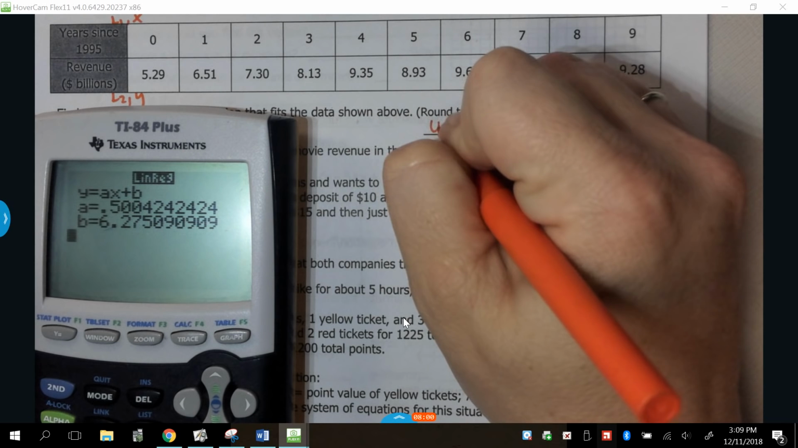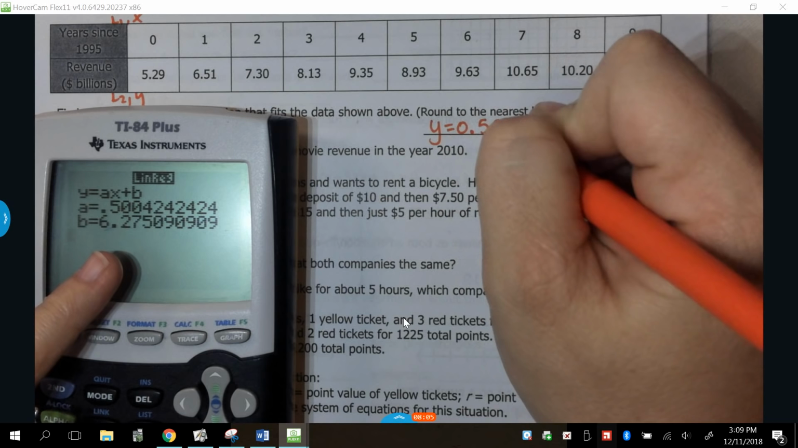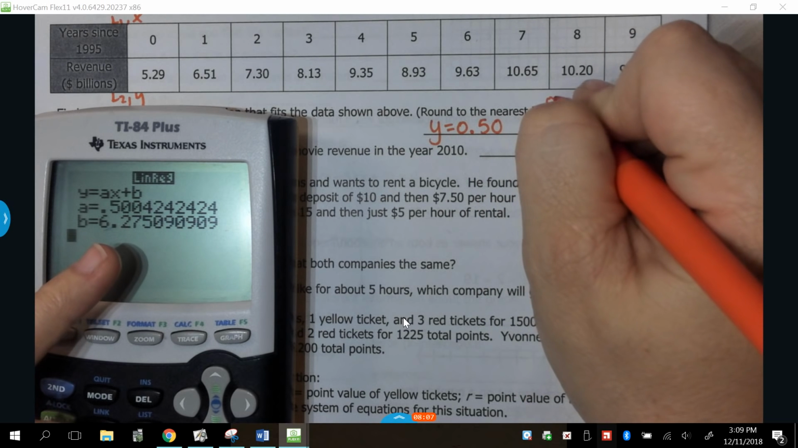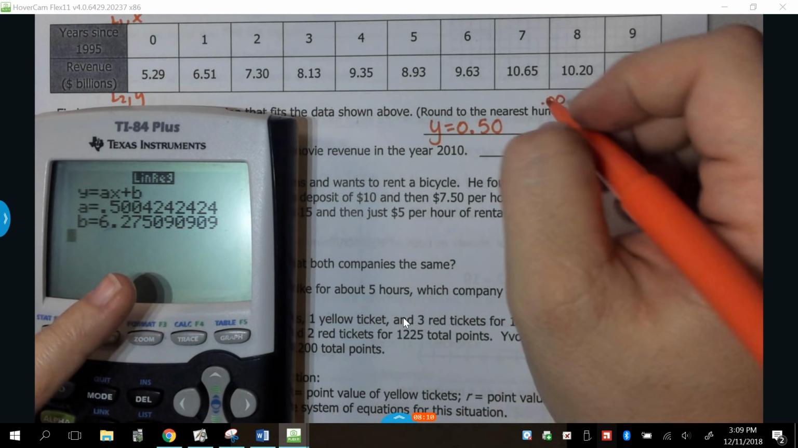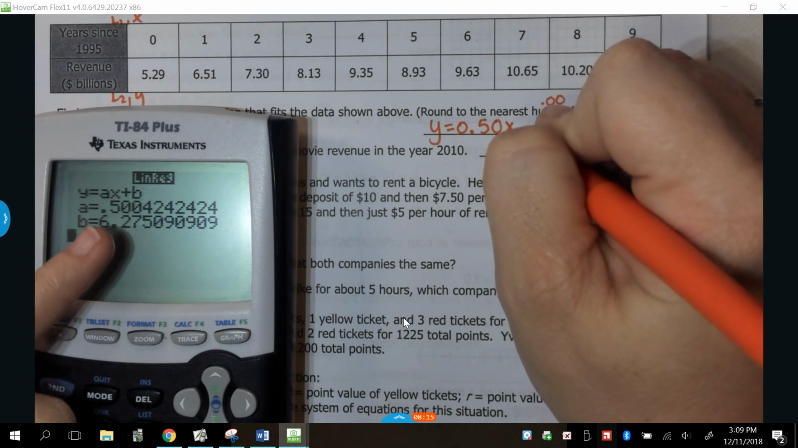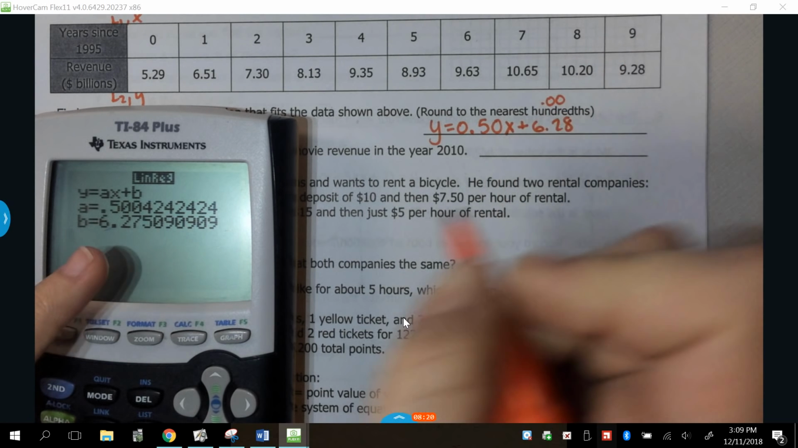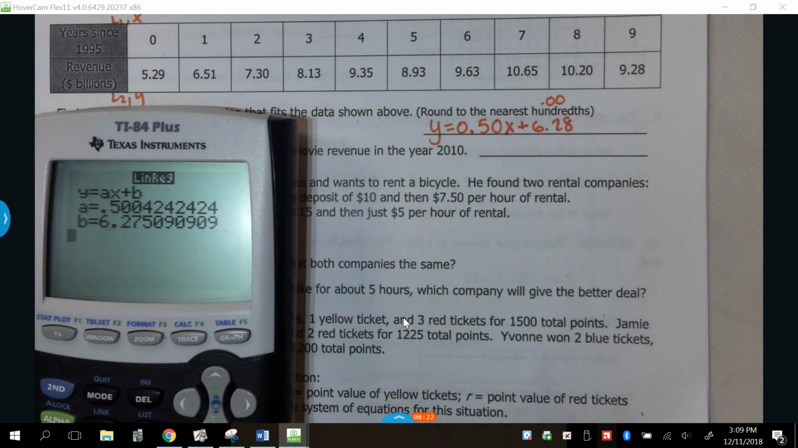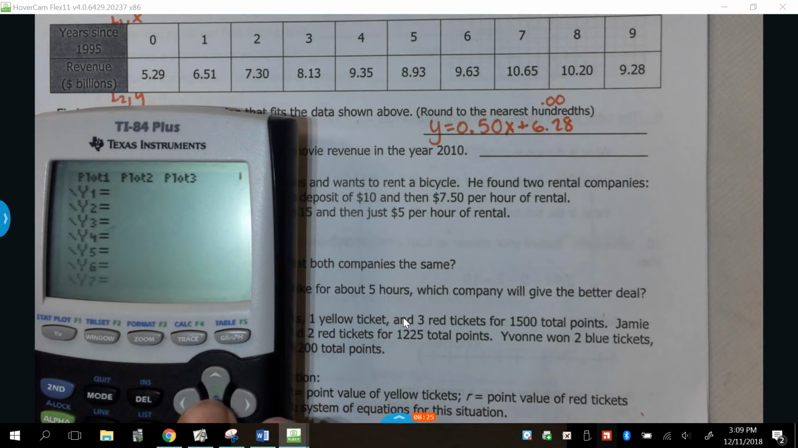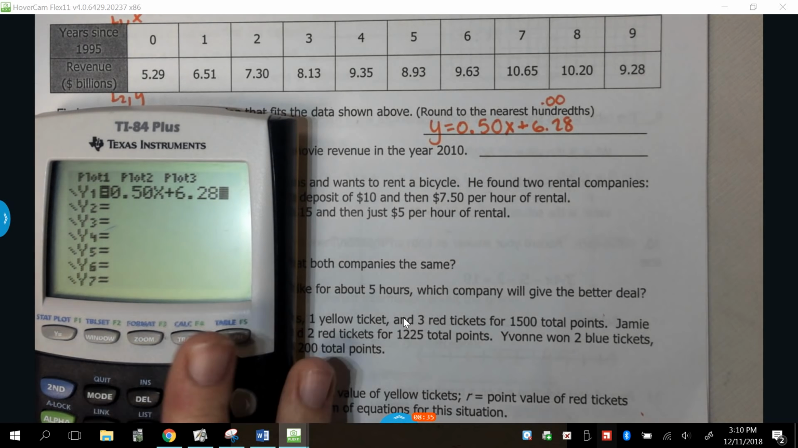So we have y equals a, which is 0.50. Remember, hundredth place is 2 numbers after the decimal. After a comes x, sorry, plus b, which is 6.28. And the reason I say 8 is because that's a 5, which makes the 7 go up. Okay, so here I'm going to type it in, 0.50x plus 6.28. And I'm going to estimate.